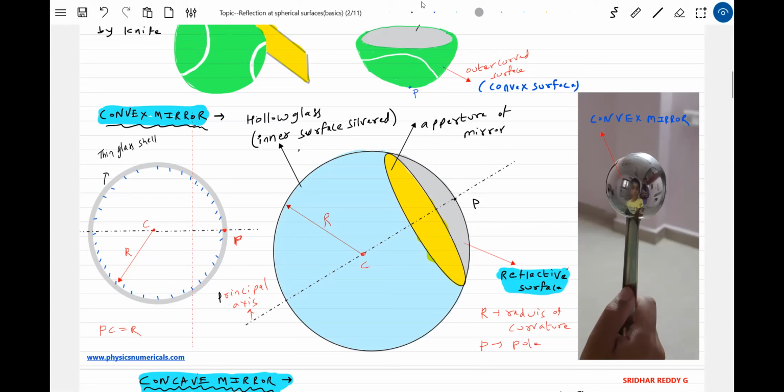Similarly, the geometrical center of the convex mirror, this is a convex mirror. This is a thin glass shell, hollow glass shell. This section will become a convex mirror. The geometrical center of a convex mirror is called a pole. Next we have also C. So C should be the center. It's a plane diagram. I assume it's a spherical shell, thin glass shell, not a circle. The center of the glass shell is what we'll call the center of curvature.